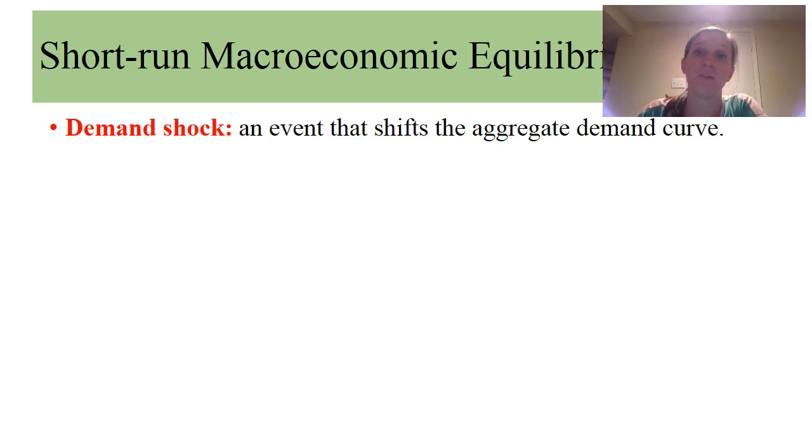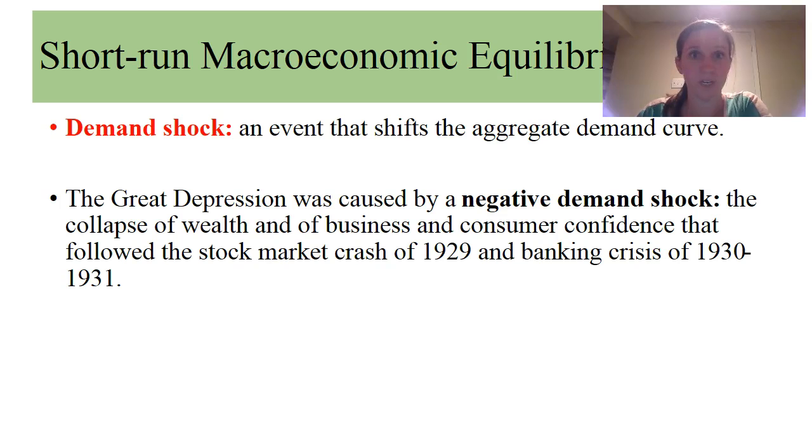Okay, so let's talk about things that can throw us out of equilibrium. First, we have a demand shock. This is something that shifts the aggregate demand curve, and we talked about this ad nauseum. The Great Depression, for instance, is what we tend to use as a nice little example. That was caused by a negative demand shock, and that led to a collapse of wealth. Businesses and consumers all then fled the market.